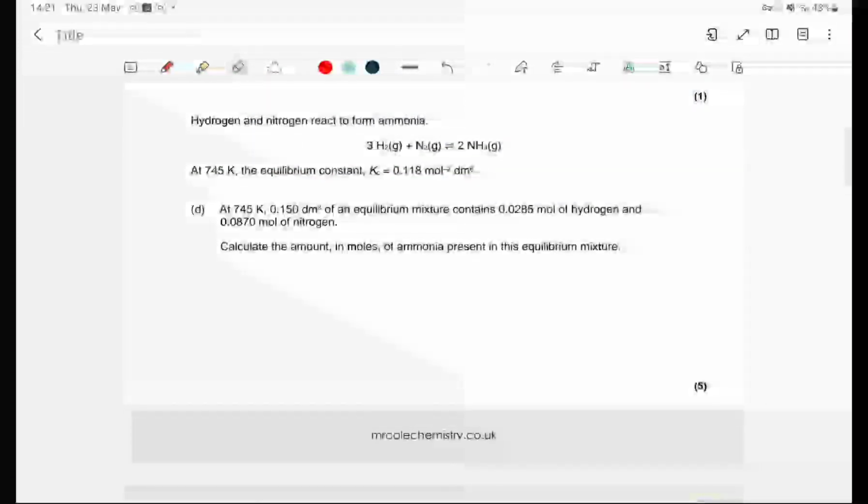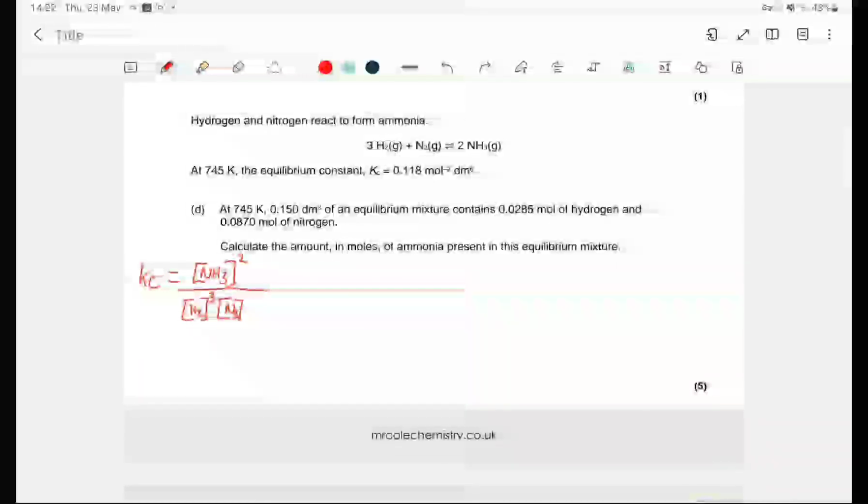Okay, so question D wants us to work out the moles of ammonia present in our equilibrium mixture. They've given us the value for Kc, they've given us the temperature, although that's probably not relevant, they've given us the volume of the container, and they've given us the moles of hydrogen and nitrogen. To help me figure out what I'm trying to do, first thing I'm going to do is write out my Kc expression. Now in this question, there is a mark for writing out the Kc expression. There won't always be, but it's always useful to do it because it helps you figure out what's going on.